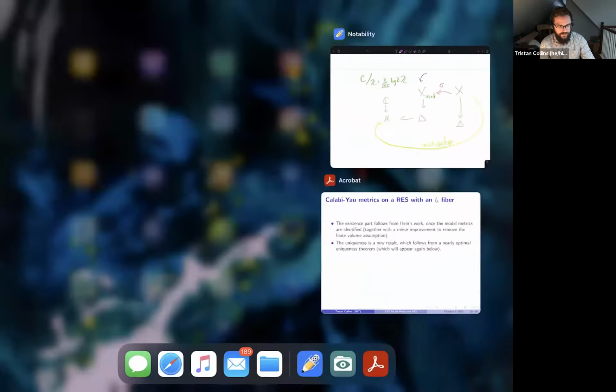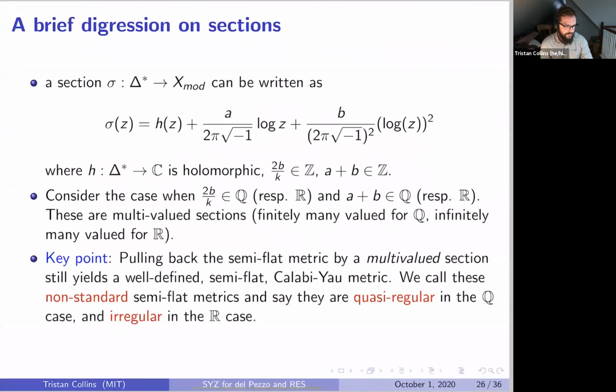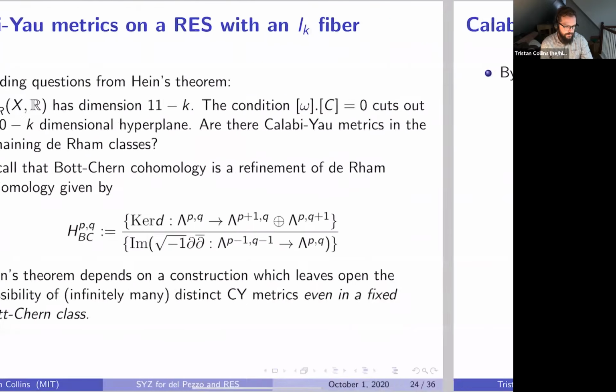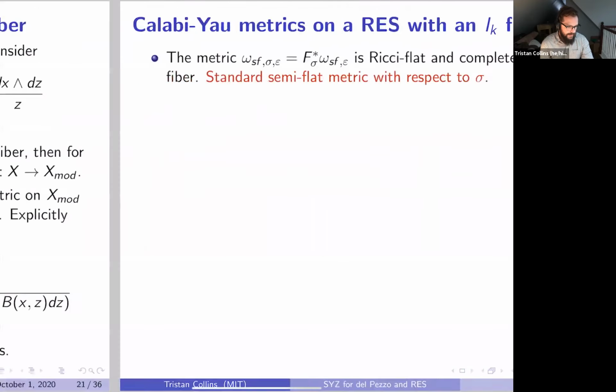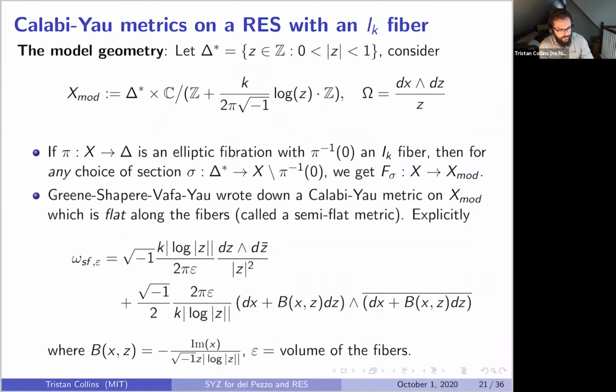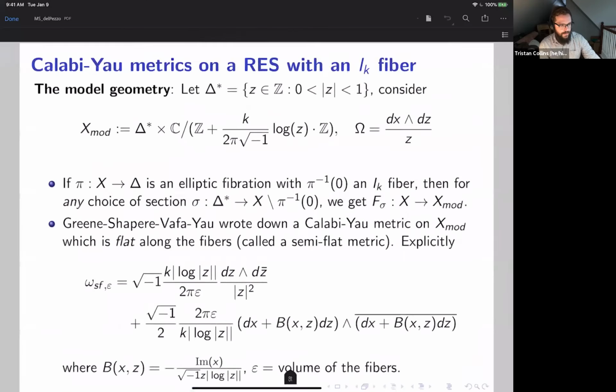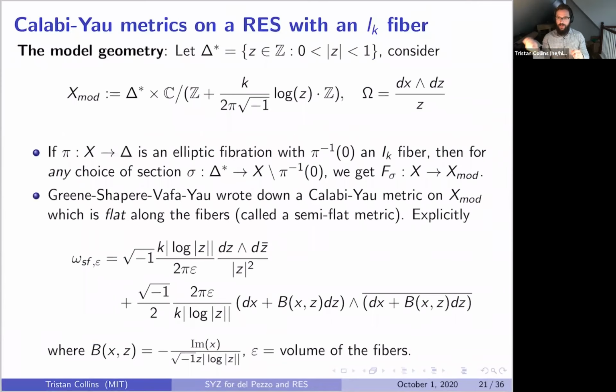It's a simple calculation. You go to the formula for the semi-flat metric, and you consider pulling this back by a multi-valued holomorphic map, x goes to x plus sigma of z. Then you check under what conditions that glues to something well-defined when you go back around the circle. That gives you a differential equation that equals something, and that something on the right-hand side needs to be 2 pi periodic. You can check that the only solutions to that differential equation look like a holomorphic function plus log z squared, and there are no other solutions.